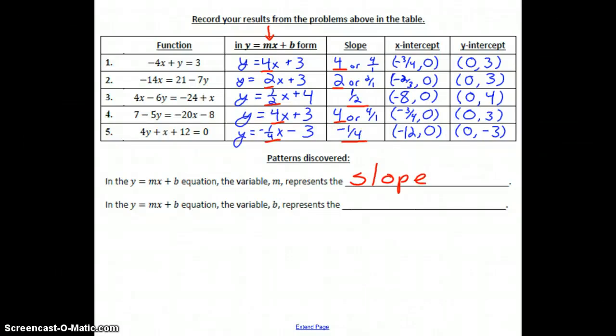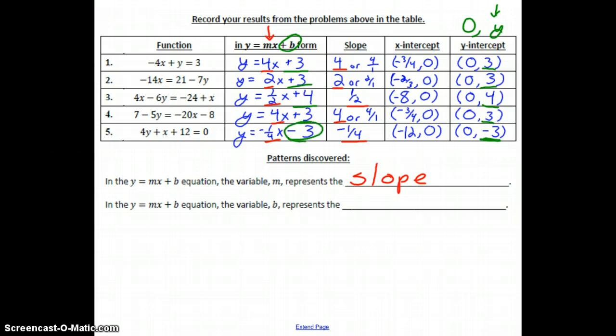So the m represents the slope of the line. You should also be noticing that your y-intercept, even though it always has that 0, whatever the y value is, this y value matches up with the b. So we've got b, we've got 3, 3, again 3, 3, 4, 4, 3, 3. This -3, I want you to notice real carefully, it's -3 here.